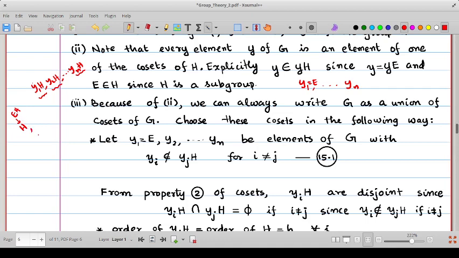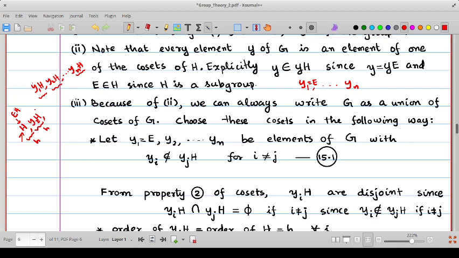Now we choose another element y2 of the group G, which is not an element of the subgroup. So we will get y2H. This is a second coset. Now these two cosets will have no common element because of the property that we just discussed, because y2 is not an element of H. And there will be |H| elements here and |H| elements here.